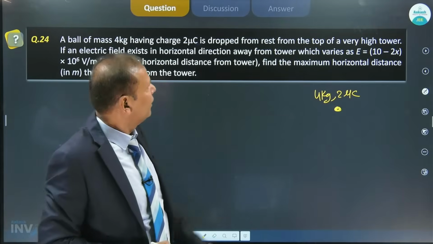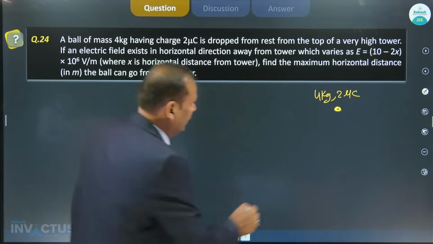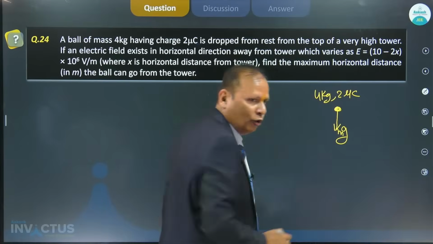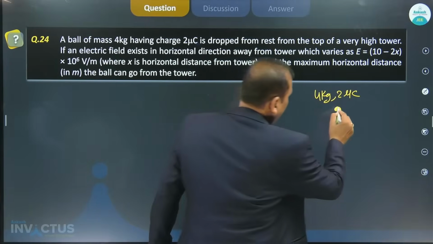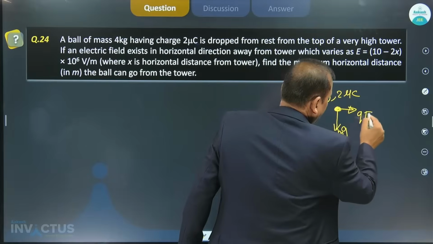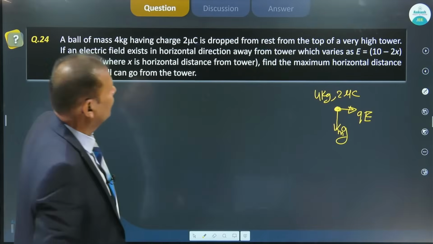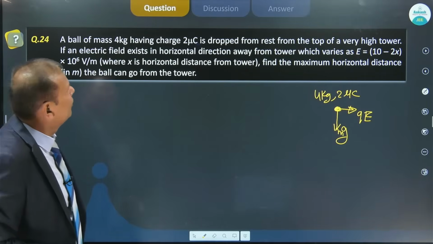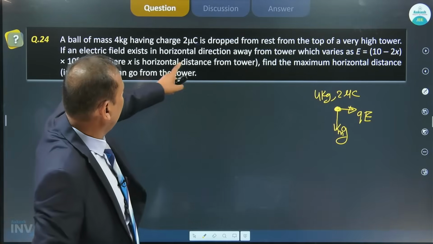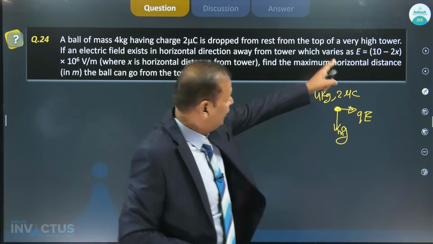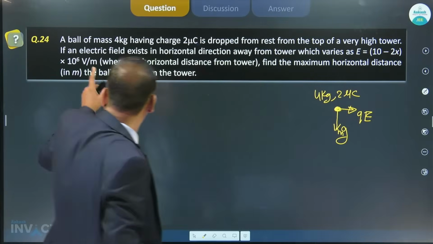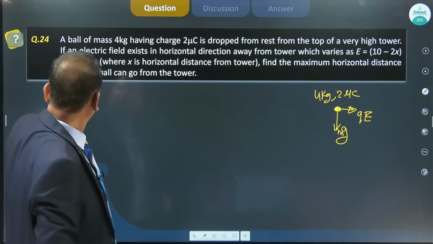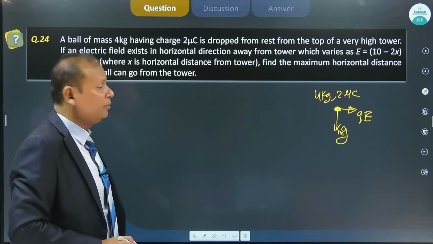The ball is dropped from a very high tower, so certainly gravity will act, that is force due to gravity mg. And in the horizontal direction the force is electric force, but the electric field is not uniform, it is variable. There exists an electric field in the horizontal direction away from the tower, which varies as given. Find the maximum horizontal distance in meters the ball can go from the tower.